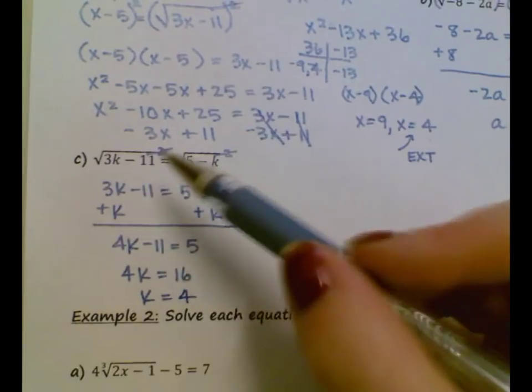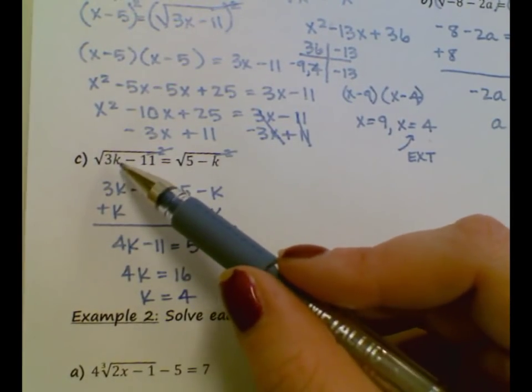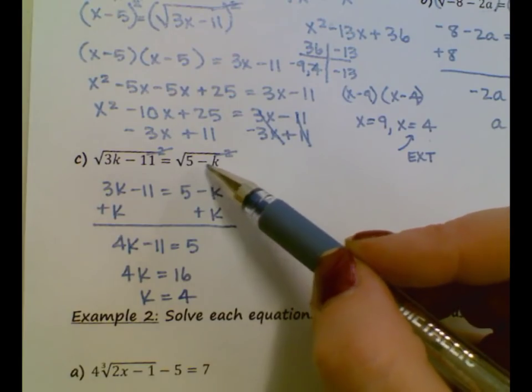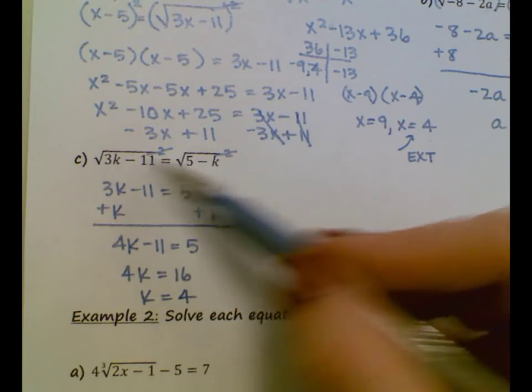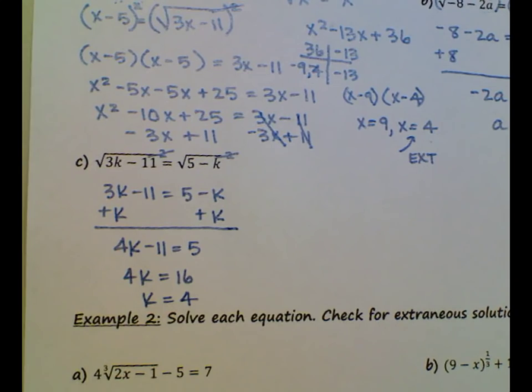Alright, so let's check it out. So up here, 3 times 4 is 12 minus 11 is 1. 5 minus 4 is 1. So both are going to work out. So that's perfectly fine. So what do we think about square root equations? They're pretty okay, right? All right, next thing we're going to try is the cube root.